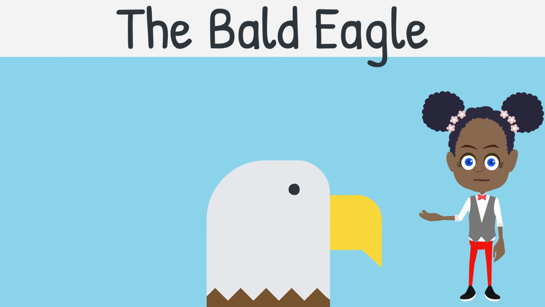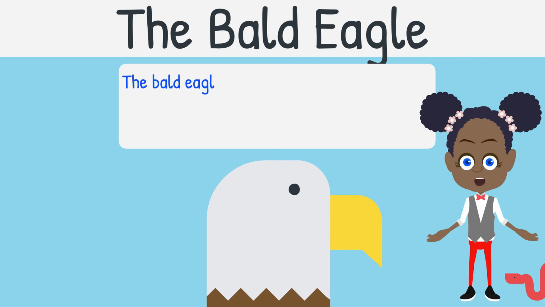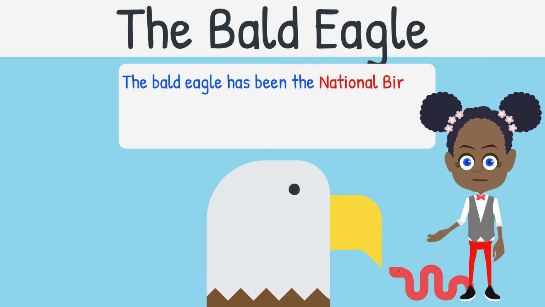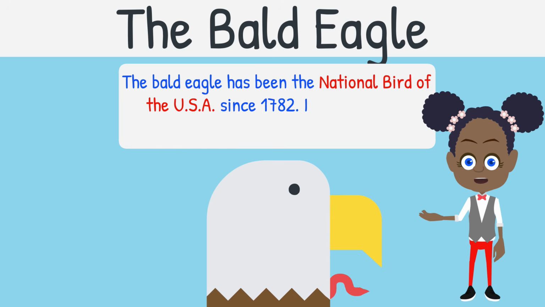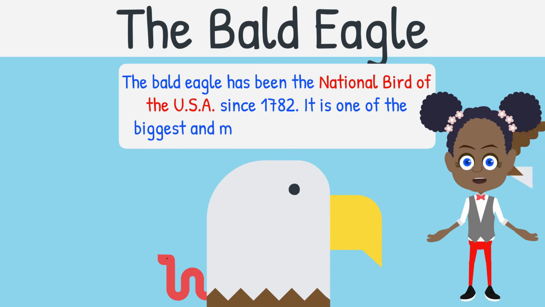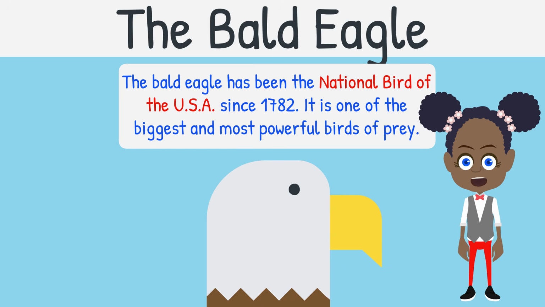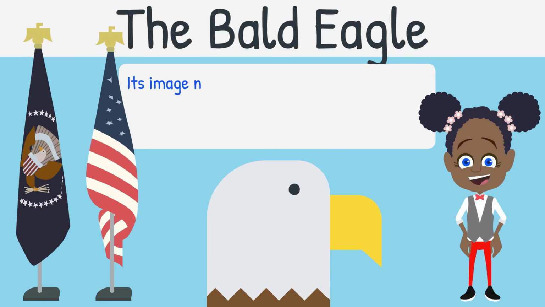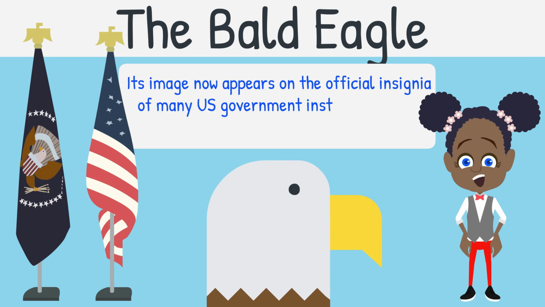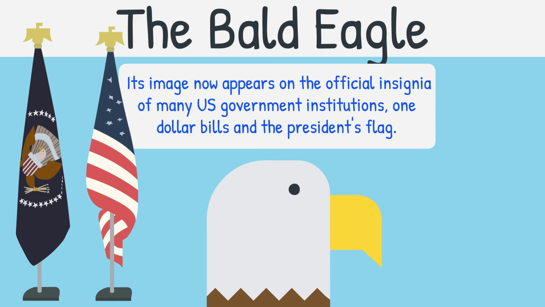The bald eagle. The bald eagle has been the national bird of the U.S.A. since 1782. It is one of the biggest and most powerful birds of prey. Its image now appears on the official insignia of many U.S. government institutions, $1 bills, and the President's flag.